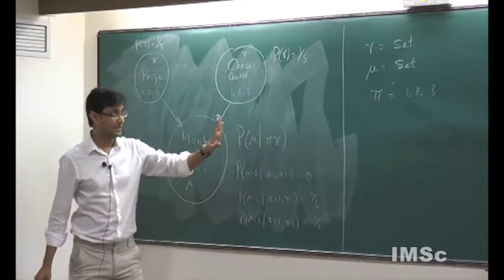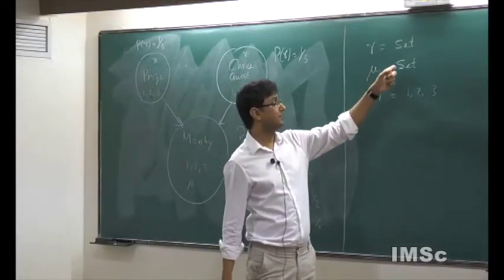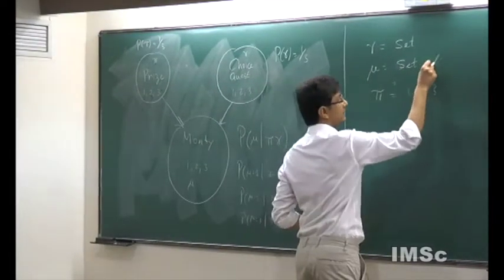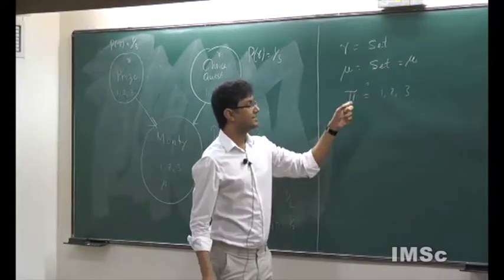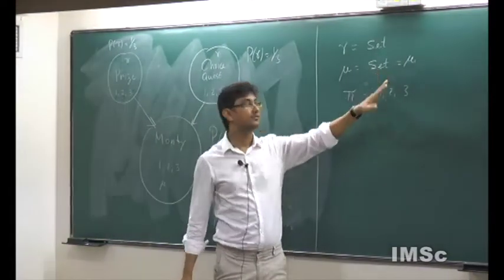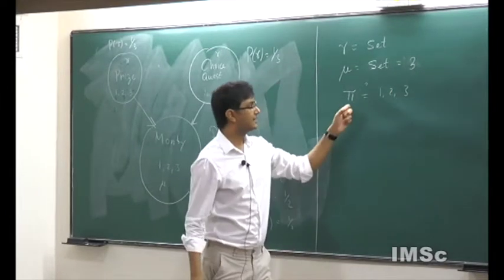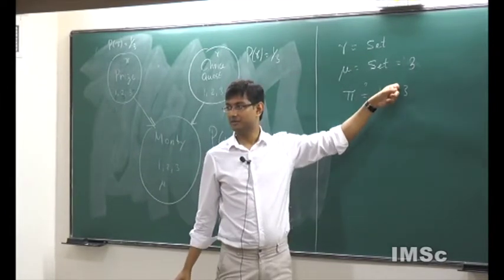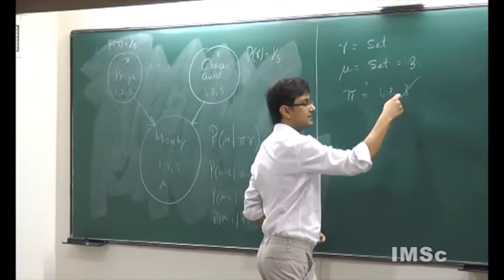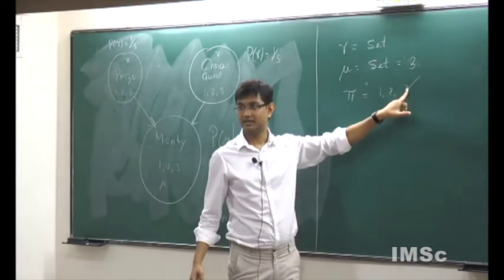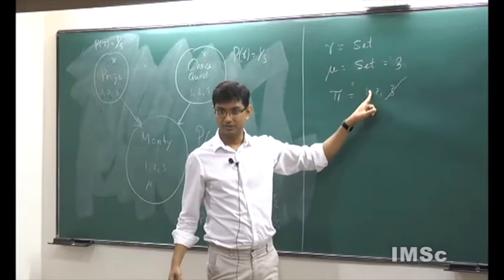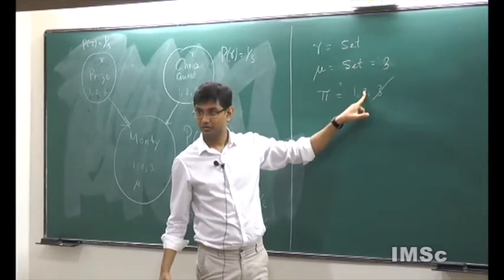Right? I still knew one of them. Let me call this mu 1. Pi is certainly not equal to mu 1, right? So let's say Monty chose 3, I certainly know that pi has to be between 1 and 2. It cannot be 3. So this is struck out. The moment this is revealed, this is struck out. So I now have two options. It could be either here or it could be here.